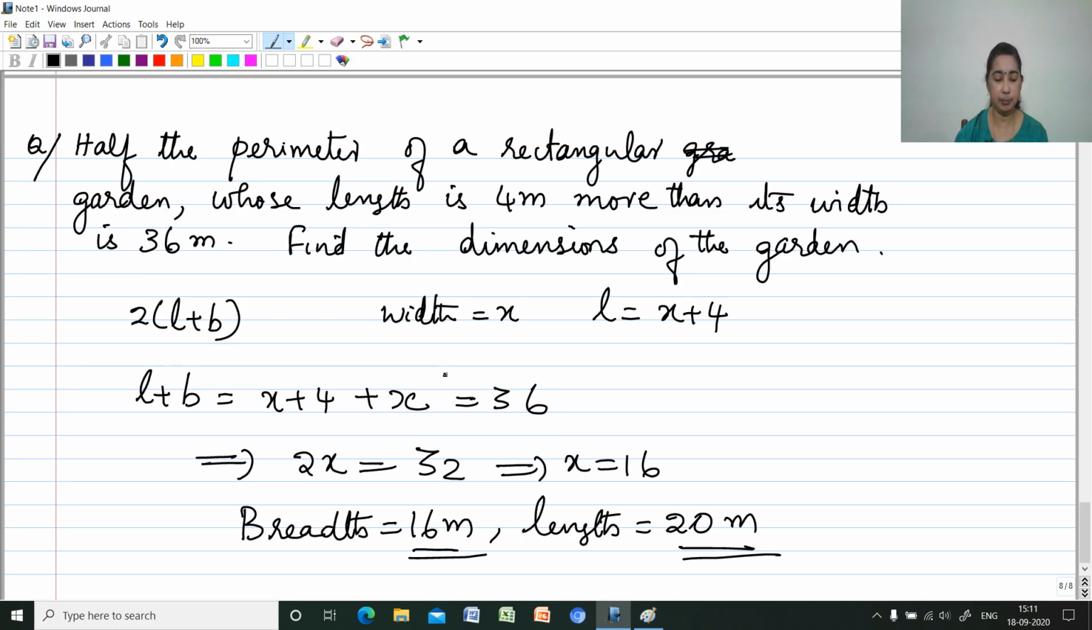So revise the portions again and again to be thorough about parallel lines, intersecting lines and coincident lines.